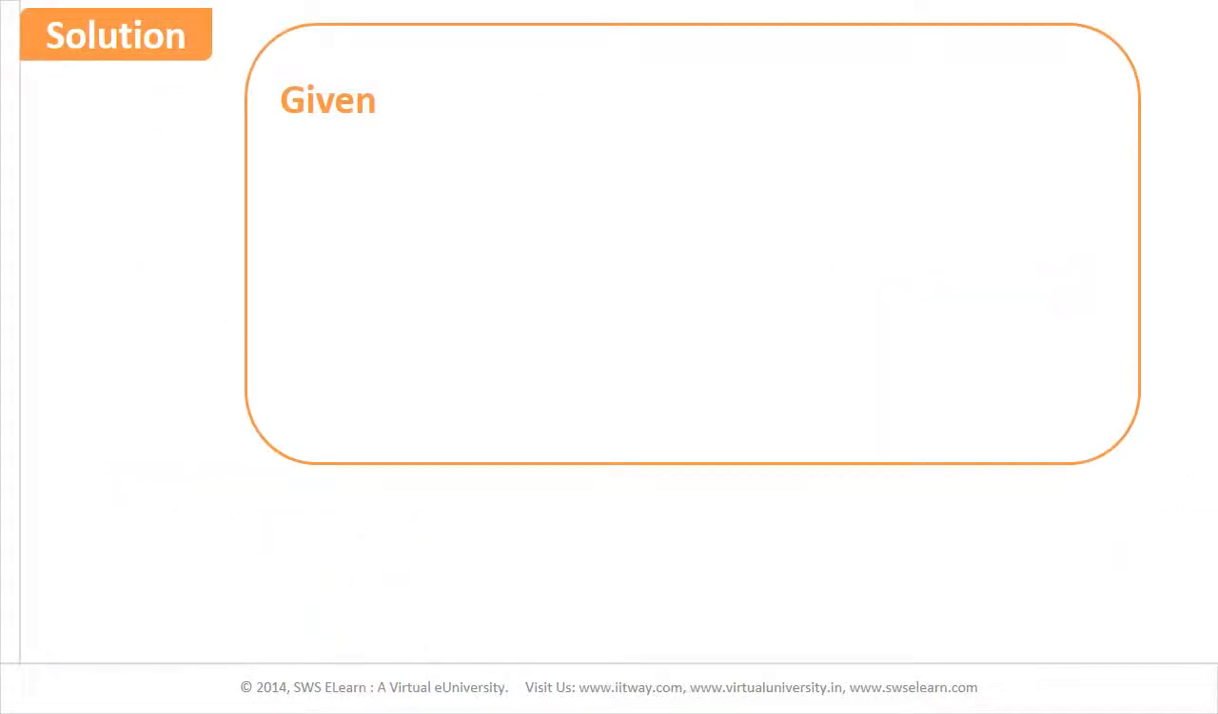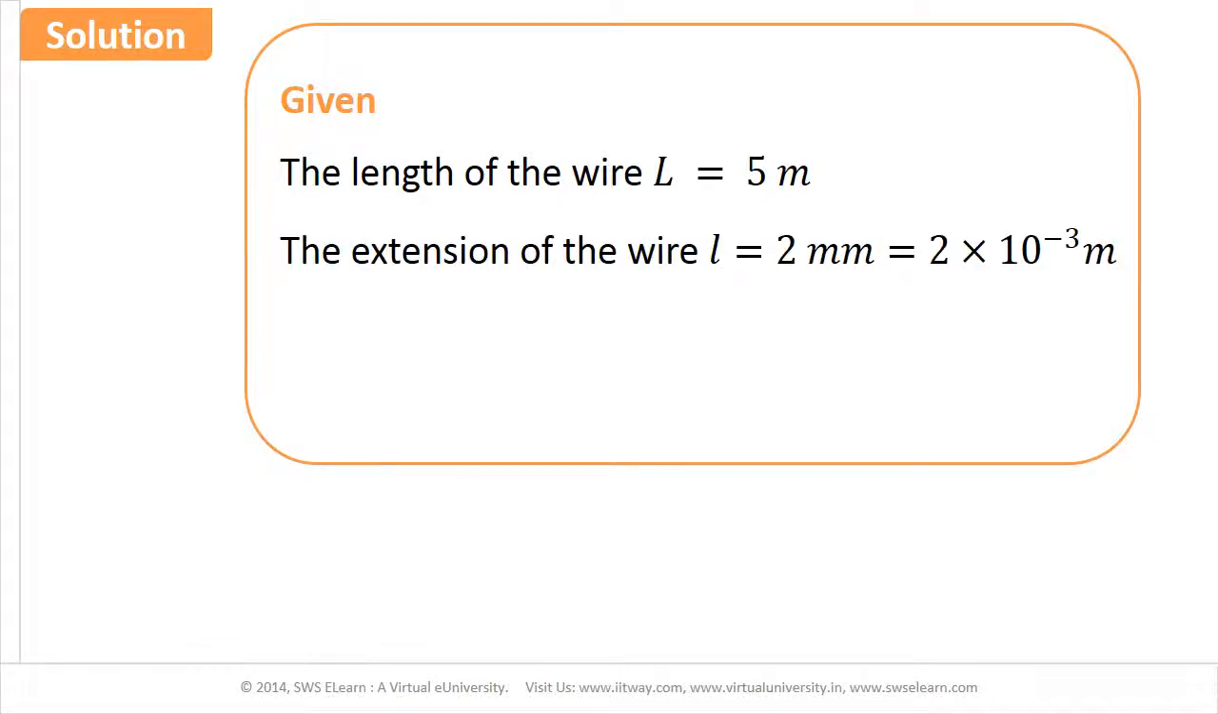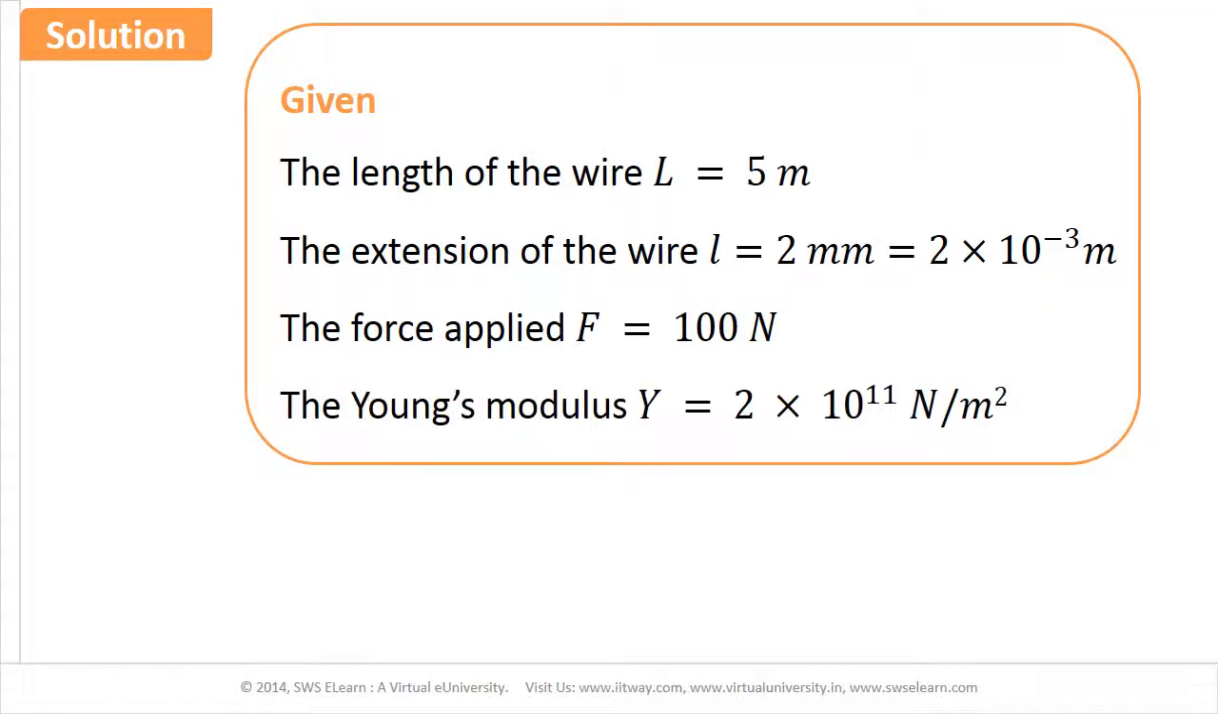The values of the 4 parameters given in the problem are the length of the wire L equals 5 meter, the extension of the wire small l equal to 2 millimeter, that is equal to 2 into 10 raised to minus 3 meter. The force applied capital F is equal to 100 Newton, and the Young's modulus Y is equal to 2 into 10 raised to 11 Newton per meter square.